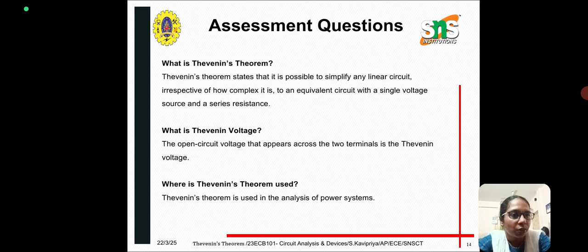What is Thevenin's voltage? The voltage that appears across the two terminals is called the Thevenin's voltage. And where is Thevenin's theorem used? Thevenin's theorem is mainly used in the analysis of power systems.